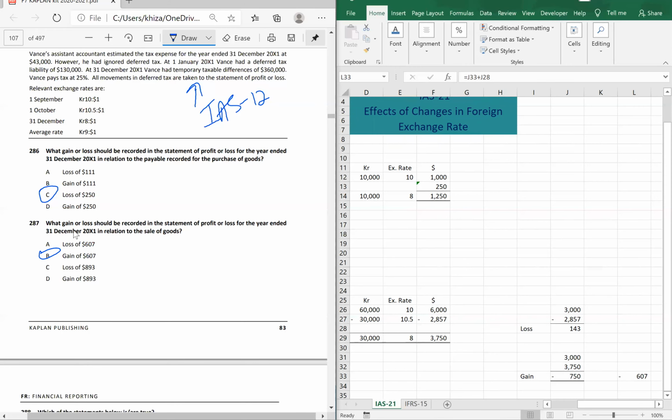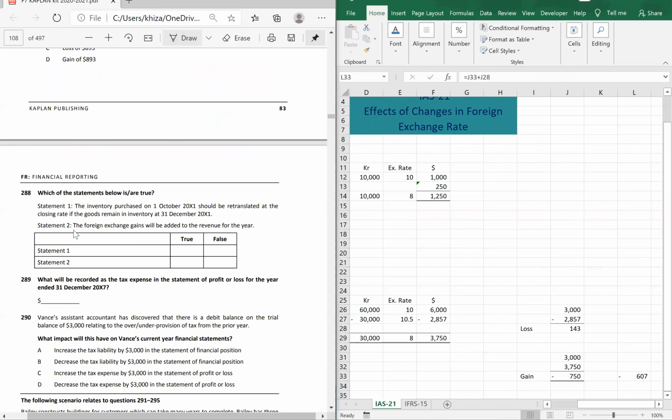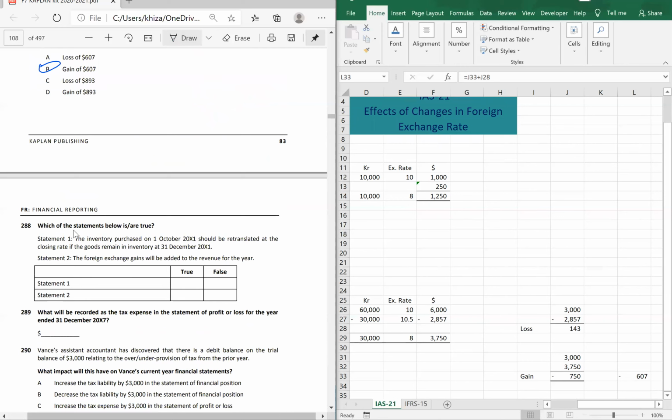Okay, next up. Last part related to this IAS-21. Which of the statements below is or are true? Statement number 1 says the inventory purchased on 1st October 20x1 should be retranslated at the closing rate if the goods remain inventory at 31st December 20x1. Question is whether it's a monetary asset or a non-monetary asset. It's a non-monetary asset, all right? So this is false.